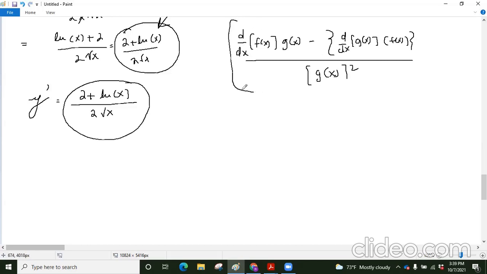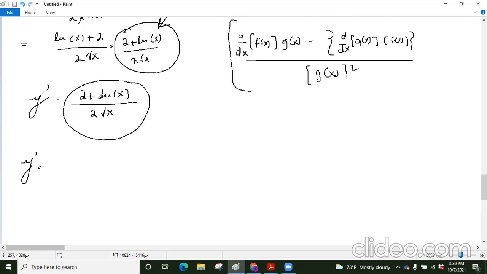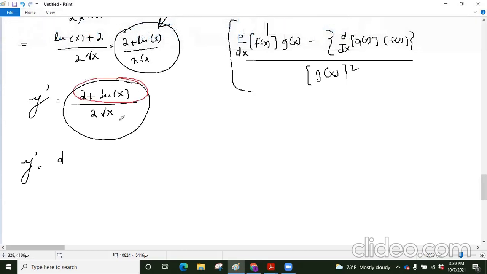That's the quotient rule. So in this particular case, what we want to do is y prime equals the derivative. All of this in the top is essentially your f of x. All of this in the bottom is your g of x. So this is your f of x, and then this is your g of x, if that makes sense.